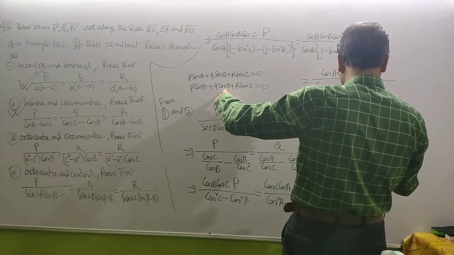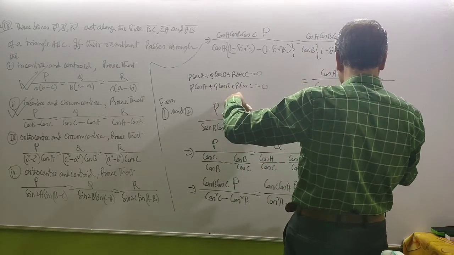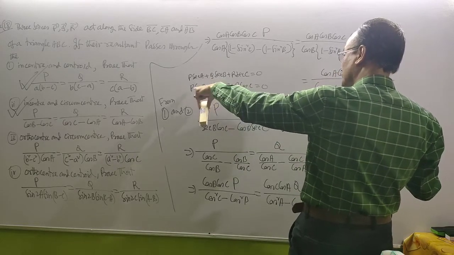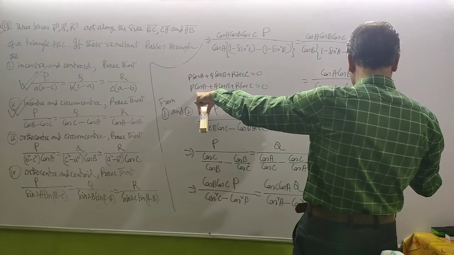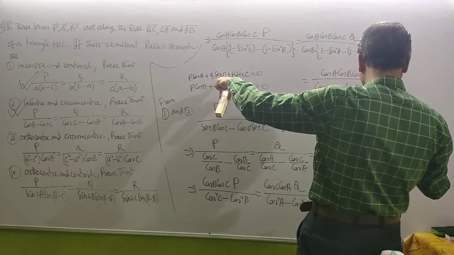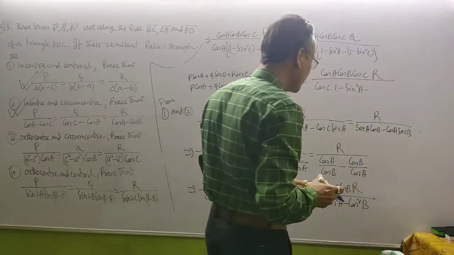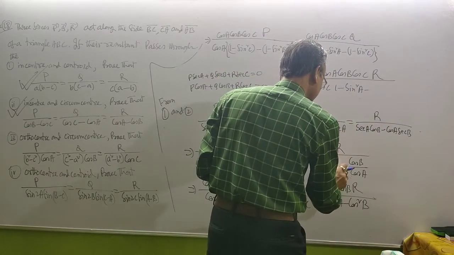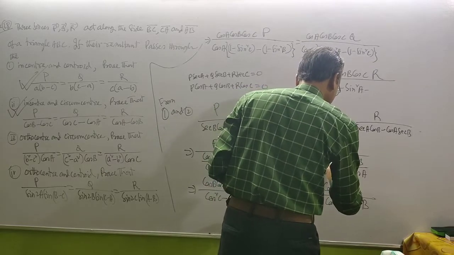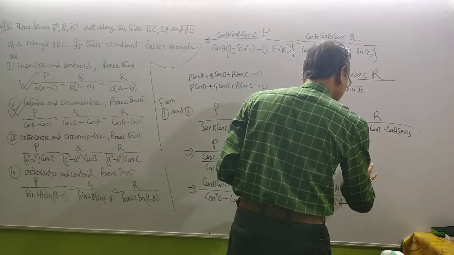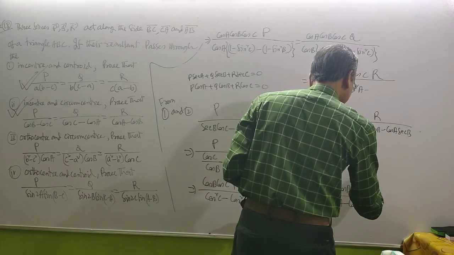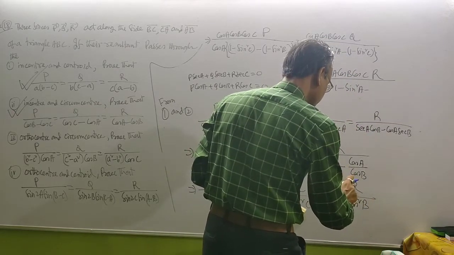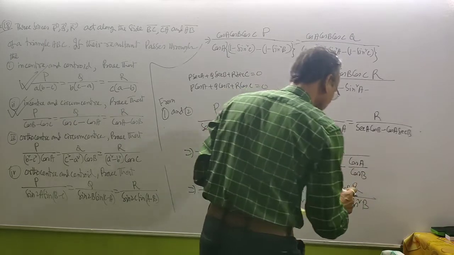It should have been sec A cos B minus cos A sec B. It should have been like this. Therefore, it should have been B and A. And here A and here B. Just correct this one. Cos A cos B cos C. Cos A cos B, there will be no problem.